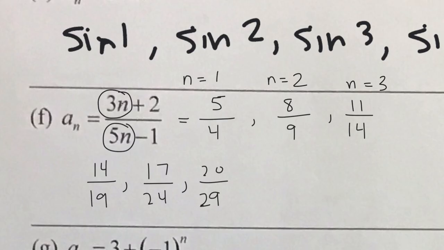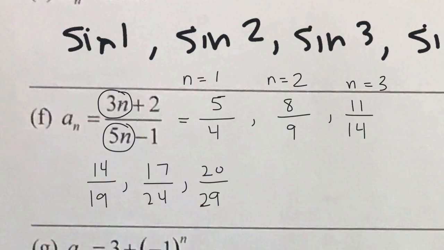Okay, so what I'm doing is I'm noticing the pattern. This 3 here is your common adder. So we have 5. 5 plus 3 is 8. 8 plus 3 is 11. 11 plus 3 is 14. 14 plus 3 is 17. 17 plus 3 is 20. Okay, so our numerator has a common difference of 3, and our denominator has a common difference of 5. 4 plus 5, 9 plus 5, 14 plus 5.